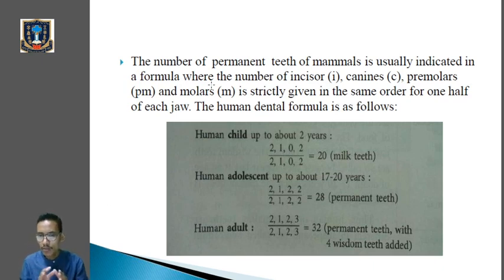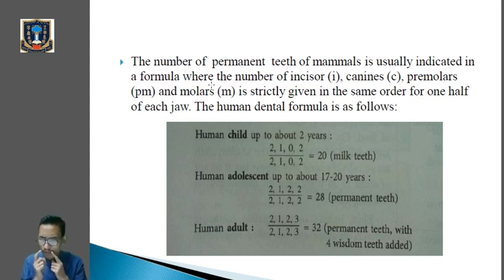And this will be strictly given in the same order for half of each jaw. That means for half of each jaw. So let's talk about the dental formula of the human child up to 2 years. You can see, look very carefully over here.